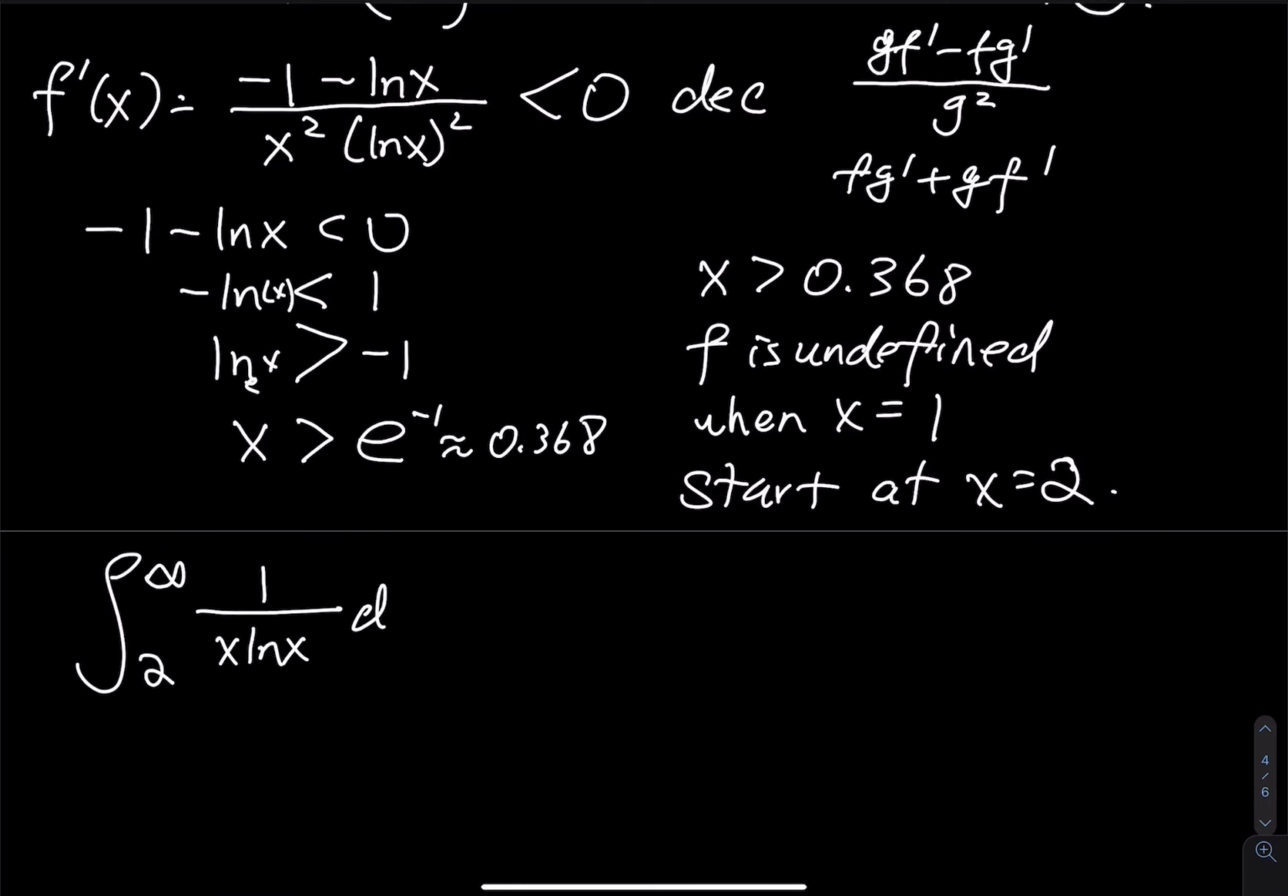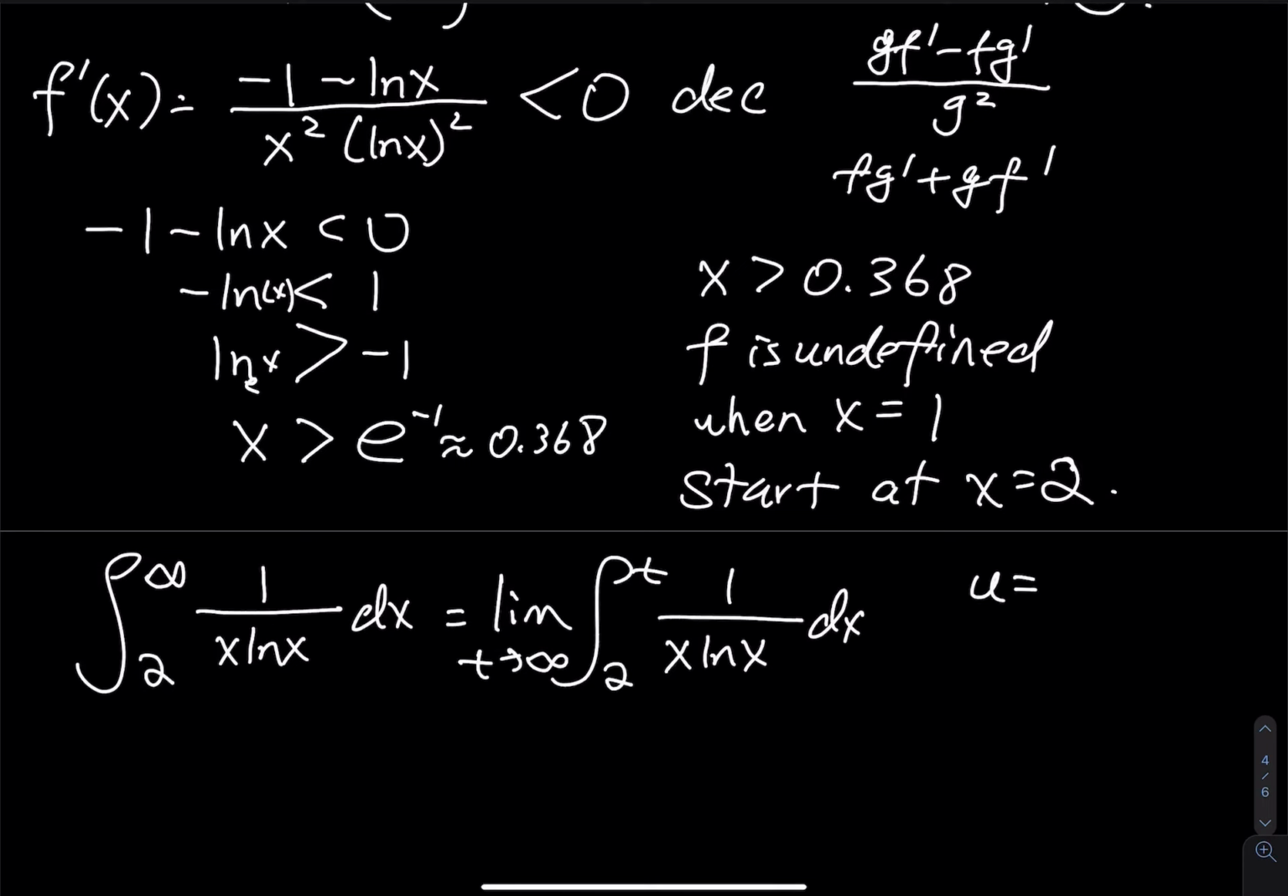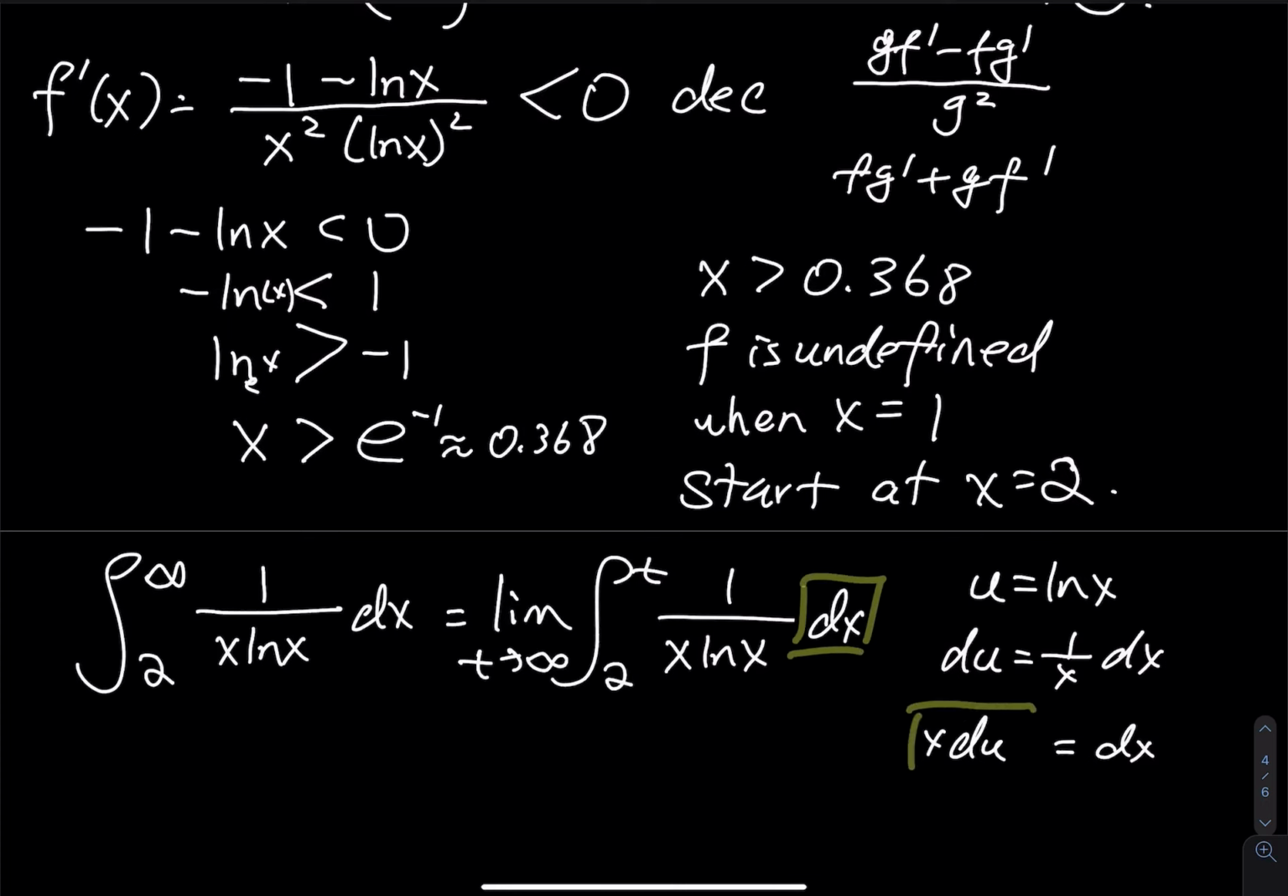And then we set up the improper integral. t goes to infinity, from 2 to t, and then we have 1 divided by x times ln x dx. The u substitution is u equals ln x, and then du is 1 divided by x dx, and then isolate the dx on one side, so this will be x times du, and then we do a little replacement, so this dx will be replaced with x times du. As a result, the x will be cancelled.